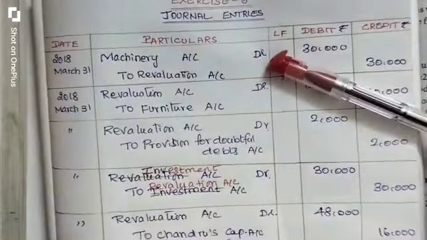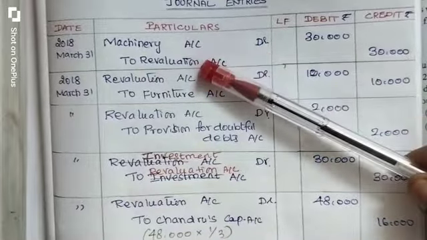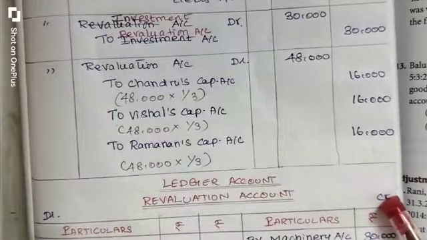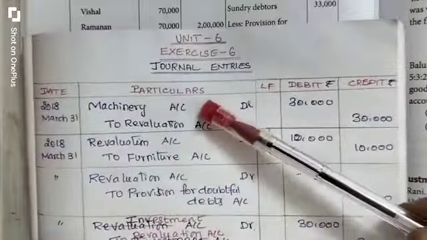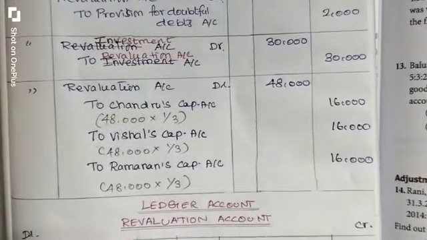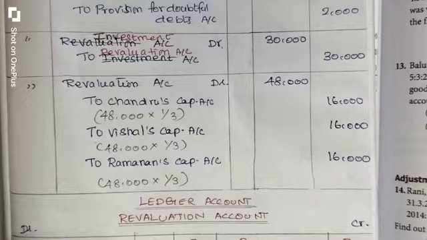Let's check the first transaction. Where is revaluation account here? It is on credit side. So you go to the credit side of the revaluation account and write the opposite account, that is machinery account. Machinery account 30,000 rupees. On credit side you always start with the word 'By'. By machinery account 30,000 rupees entered.